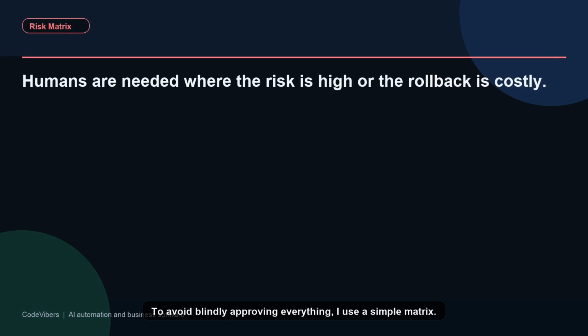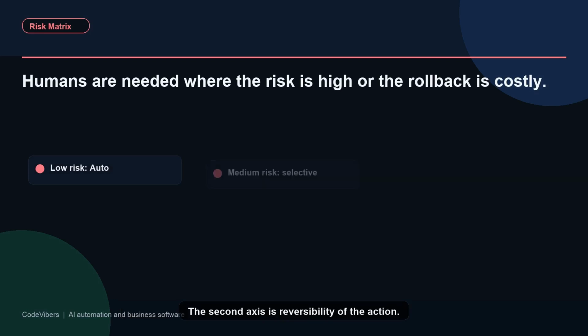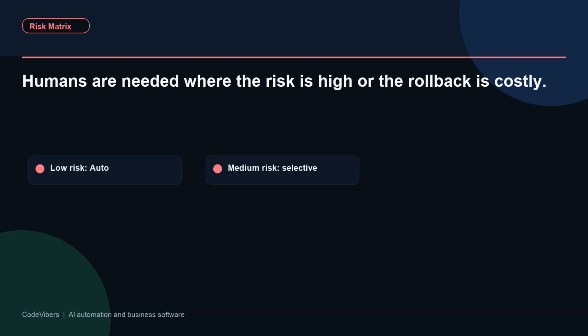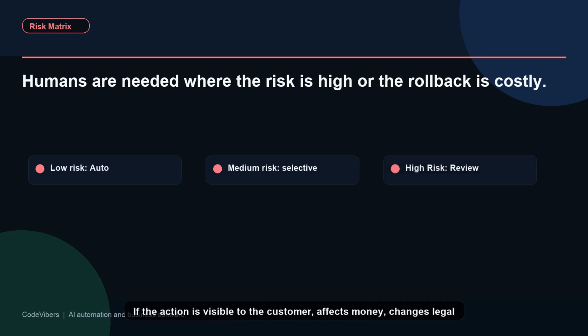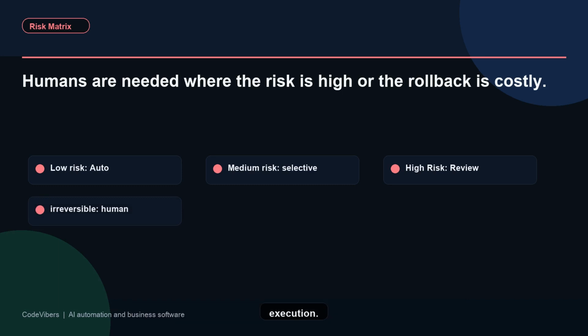To avoid blindly approving everything, I use a simple matrix. The first axis is risk to the customer: financial, data, and reputational risk. The second axis is reversibility of the action. If an action is low risk and easily reversible, AI can operate almost autonomously. If the action is visible to the customer, affects money, changes legal status, or touches personal data, a human must be involved. Not because AI is inadequate, but because accountability must be assigned before execution.